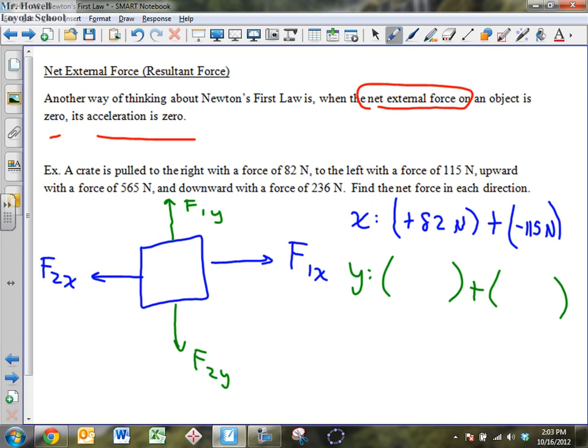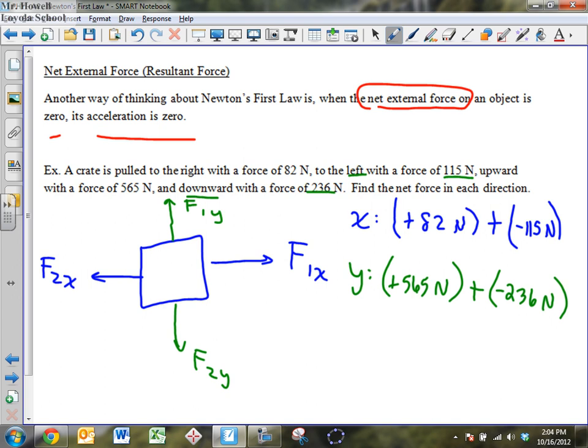In the y direction, what's acting upward? Upward, Erica. Positive 565 newtons. 565 upward with a positive. Very good. And finally, what's acting downward? What's pulling it down here? Tristan. Negative 236. Okay, again, downward is negative. To the left was negative. Remember our orientation. Left and down are both negative always.